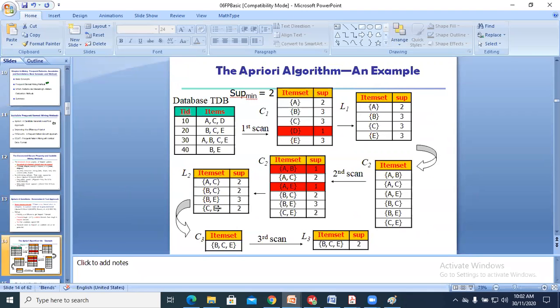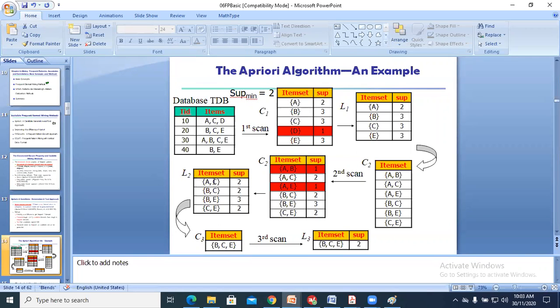So here we have A, B, C, ABC. In ABC, we have AB which is not in the list. So it means that ABC is also eliminated. Also, we have BCE. So we have BC, BE, and CE. All the combinations satisfy the minimum support. So we will accept B, C, and E.